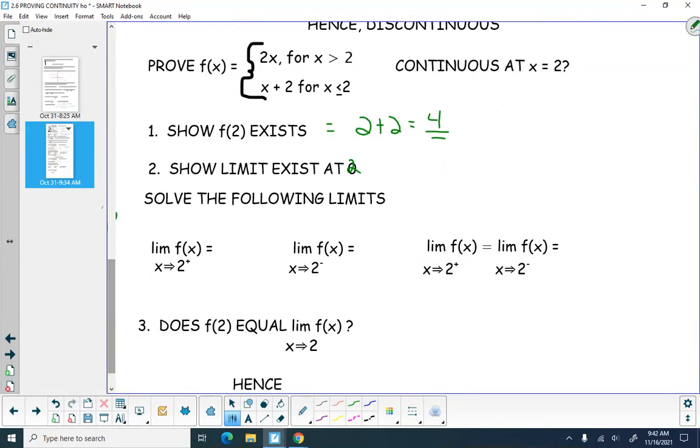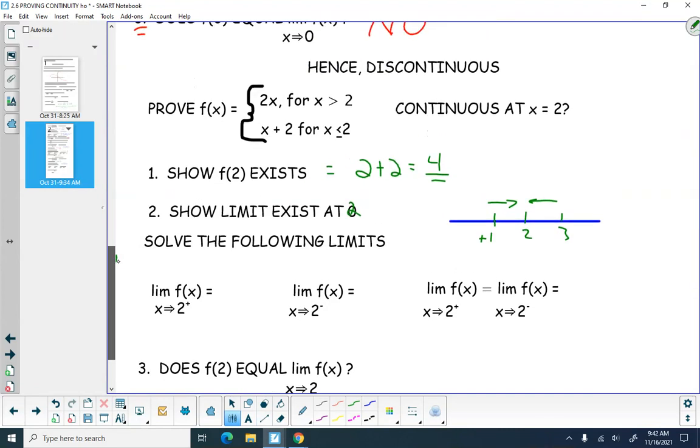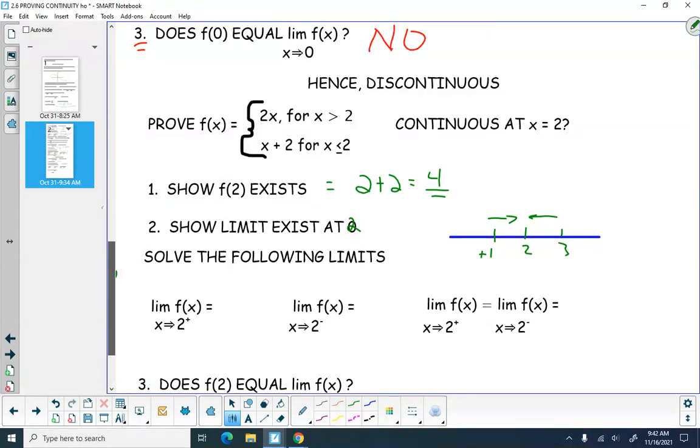So we're going to approach 2 from the right and left now. Once again, we're getting that delta away from 2. As I approach from the right, I'm talking about values of x that are greater than 2. Which function tells me values that are greater than 2? 2x. So I have 2 times 2, which is a value of 4.